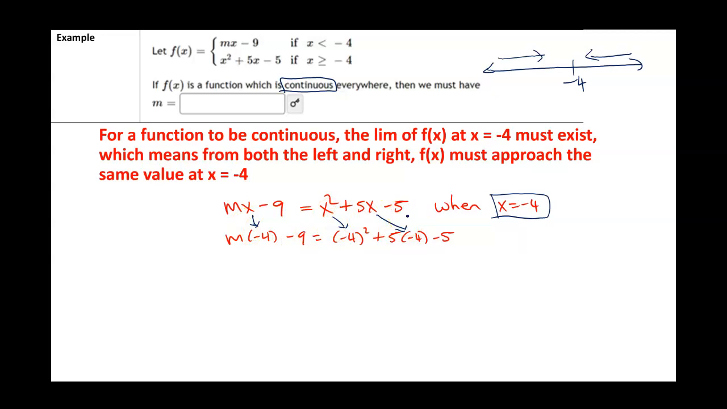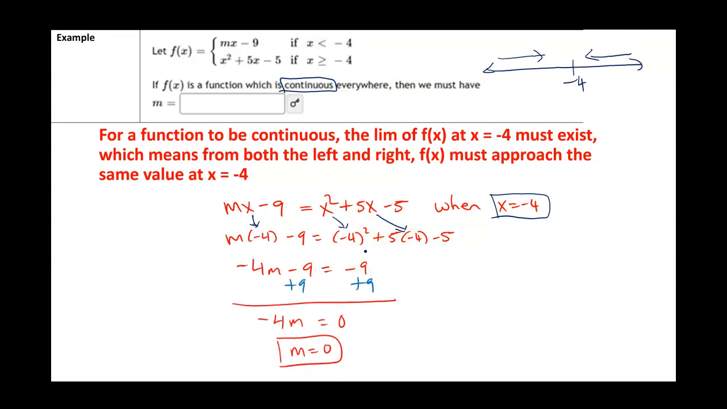So we're going to get m times negative 4, which is negative 4m minus 9. And then if I simplify this, I get 16 minus 20 minus 5. That gives me negative 9. And if I solve that, I get m equal to 0, which is the value of m that satisfies the continuity requirement. So for this problem, we're going to set the two equal to each other because the limit from the left and the right must be equal. And then we're just going to plug in x equals negative 4 in order to solve for m.